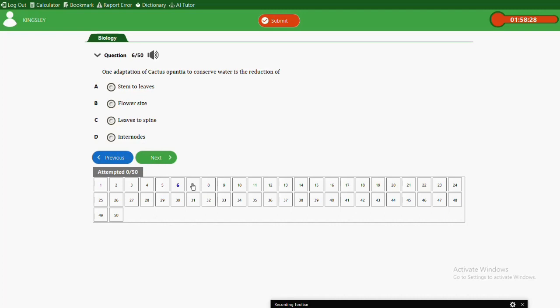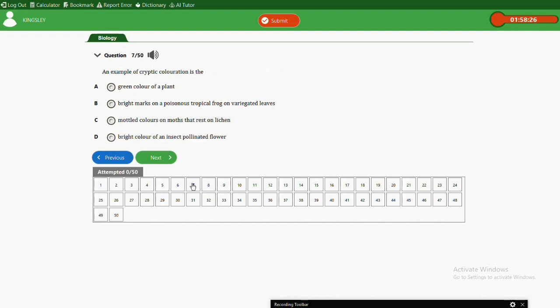stem to leaves, B, flower size, C, leaves to spine, D, internodes. So guys, the correct answer to this question is option C. When they reduce their leaves to spines, there won't be more leaves for transpiration, so more water will not be lost. In that case, they help to conserve water. So they can conserve water by reducing their leaves to spines. So that's the correct option, option C. So let's look at the next question, guys.